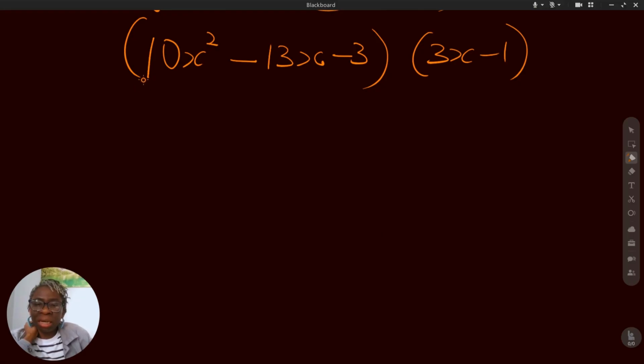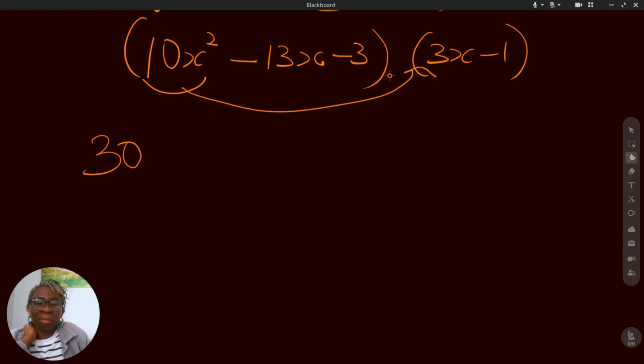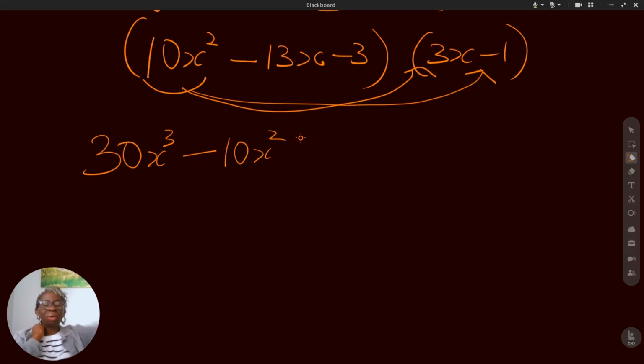Let's start with 10x squared. We take 10x squared, we multiply it by 3x. So 10 times 3 is 30. X squared times x is x cubed. Then we have 10x squared again. We use it to multiply -1, and that becomes -10x squared.